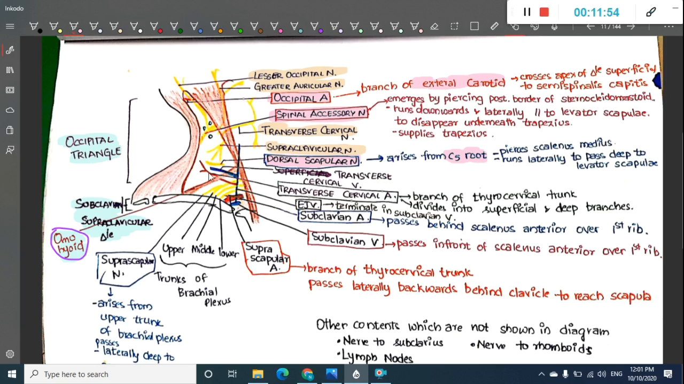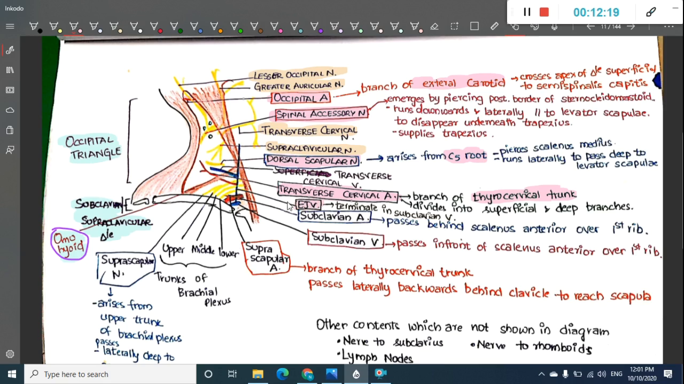Then you see this artery, red color. This is transverse cervical artery. What is this transverse cervical artery? It is a branch of thyrocervical trunk and divides into superficial and deep branches.